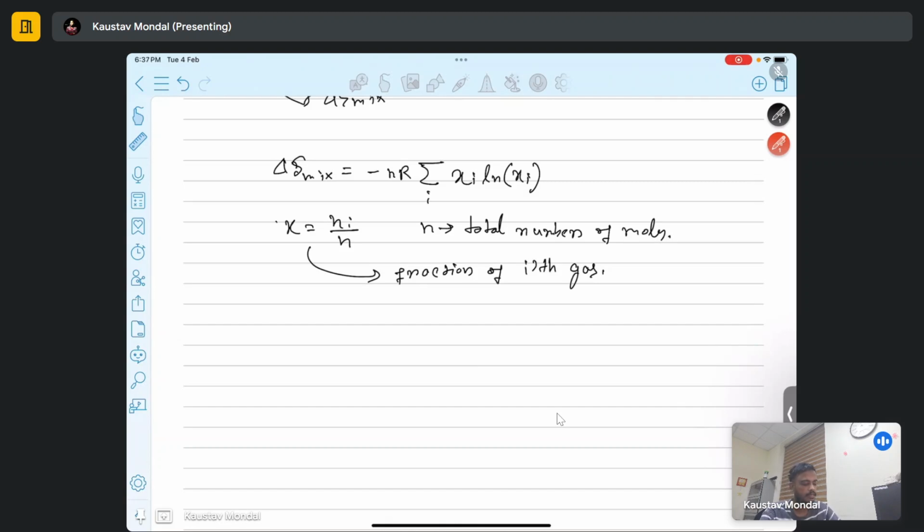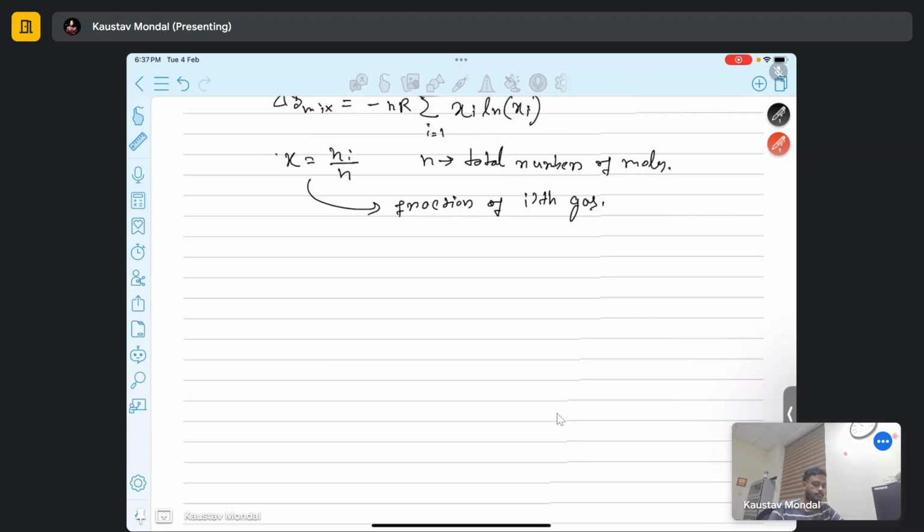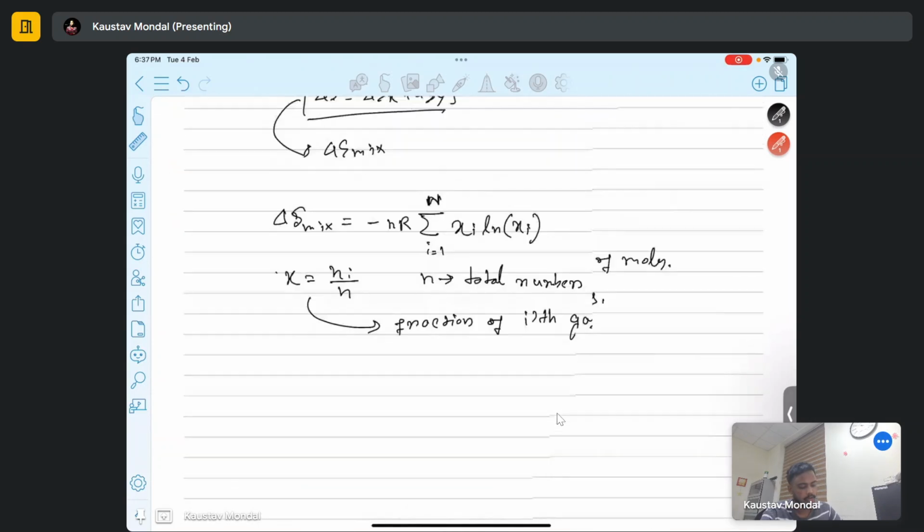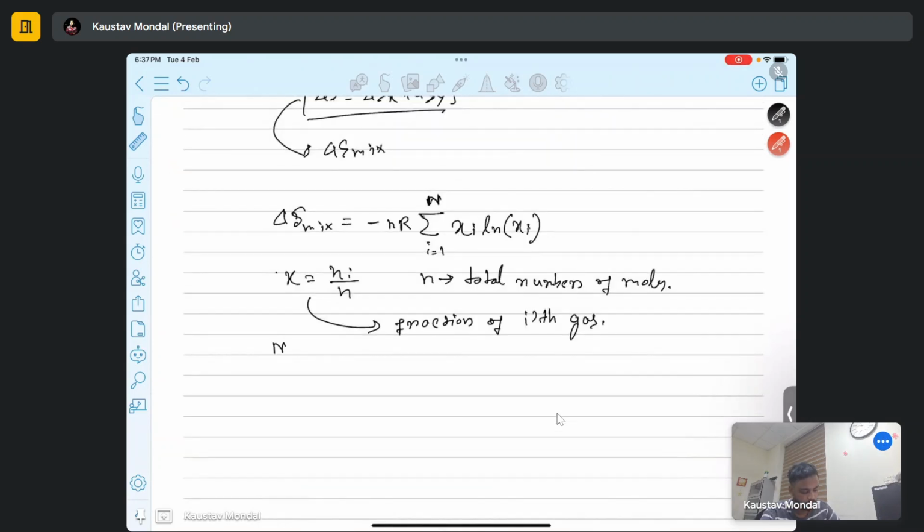I is the summation index. Let's suppose there are n number of gases in the system. That means the summation index i will vary from 1 to n if there are n gases mixed in this system. But in our system there are only two gases, so for our case n will be equal to 2.